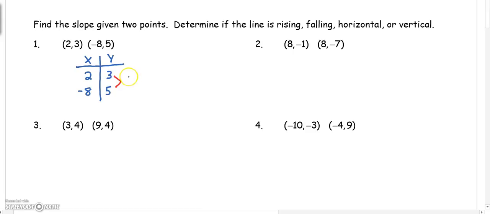So what I can do is subtract my two numbers. The number on the bottom minus the number on top means I have a change of 2. For my x's, number on the bottom minus the number on the top means I have a change of negative 10. So I'm going to use these numbers to write my slope. My slope is change in y, which is 2, over change in x, which is negative 10. I can take a 2 out of both of these, so my final slope is negative 1/5. Now, because my slope is negative, this means my line is falling.